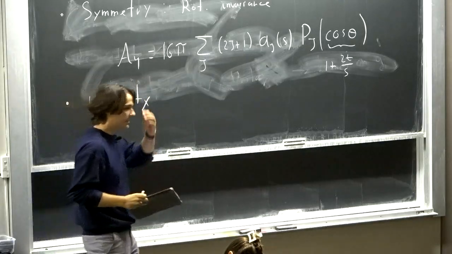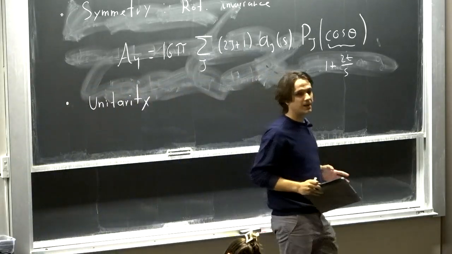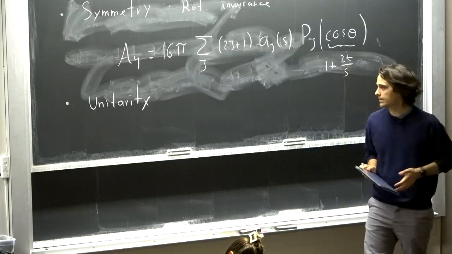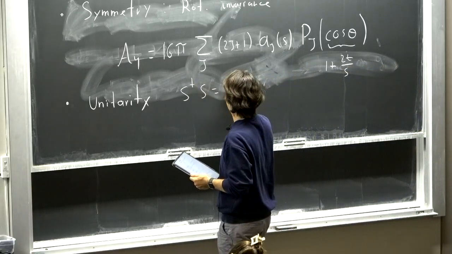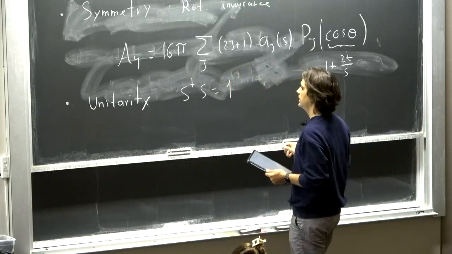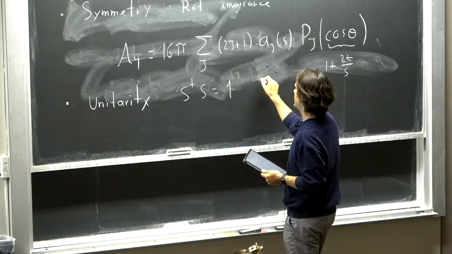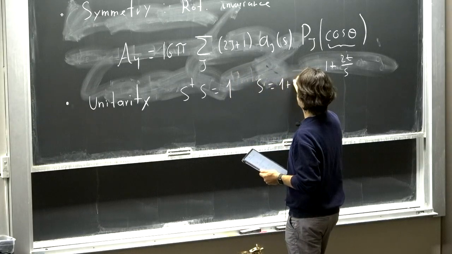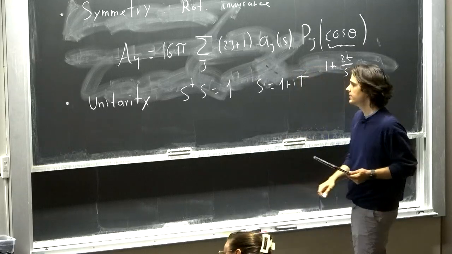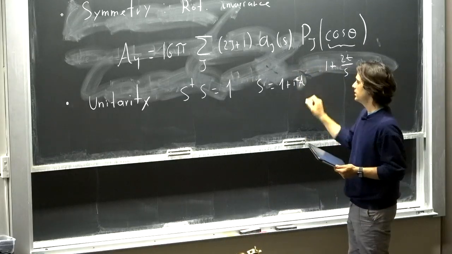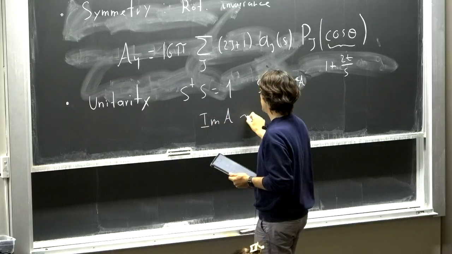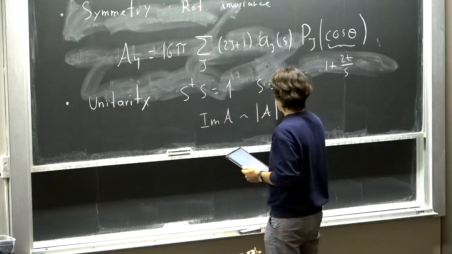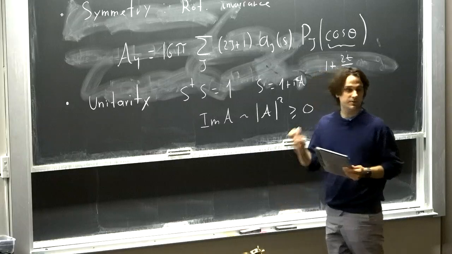So what does unitarity tell us? Always that the imaginary part of the amplitude is positive, right? Like the optical theorem tells us that S dagger S equals 1, right? And if you write S as 1 plus iT, where T is the amplitude, let me just call it A, then what we learn is that the imaginary part of A goes basically like A squared, and it's positive.